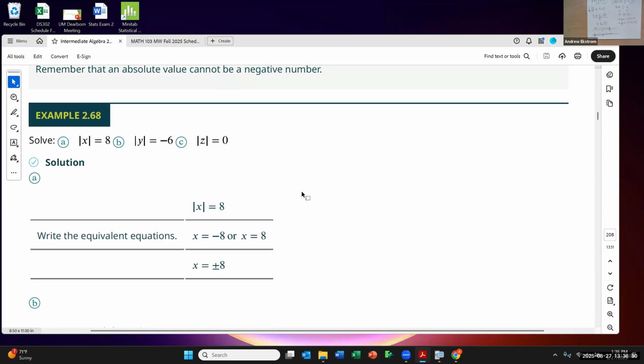So if we look at the example problems that we've got here, so the absolute value of x is 8. If I put a +8 in there, absolute value of +8 is 8. I put a -8 in there, the absolute value of -8 is also going to be 8. That is where this plus and minus thing comes from.